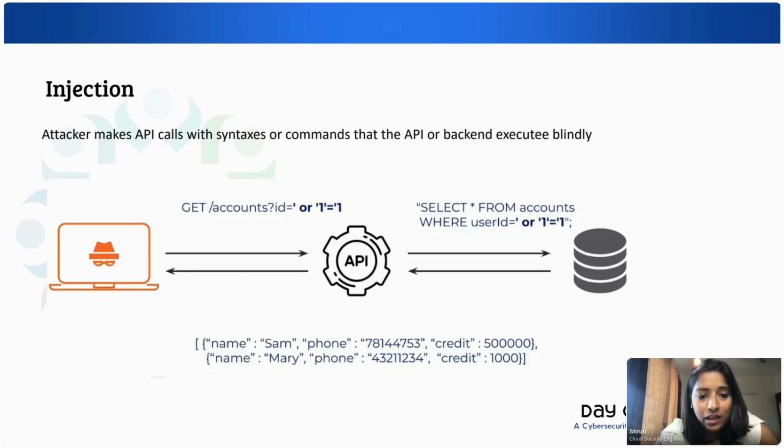We can see here this GET accounts ID or 1 equals 1. This code is manipulated into SELECT from accounts where user ID or 1 equals 1, which means it is directly getting the account numbers of the users by manipulating the previous code.